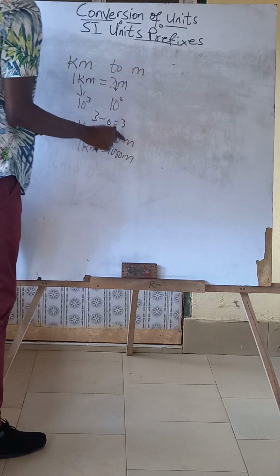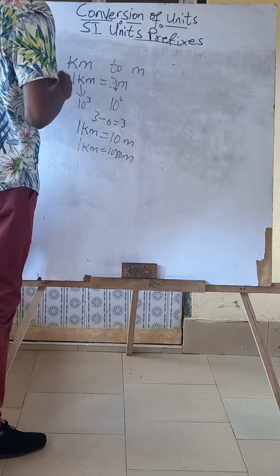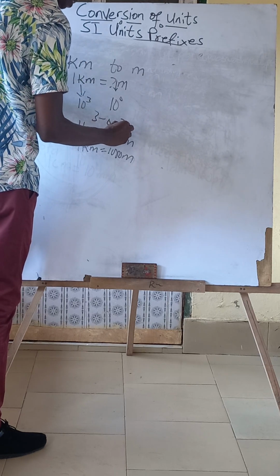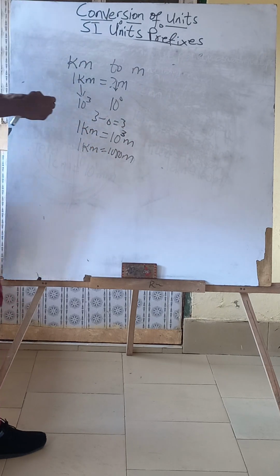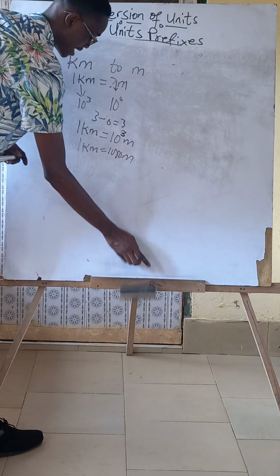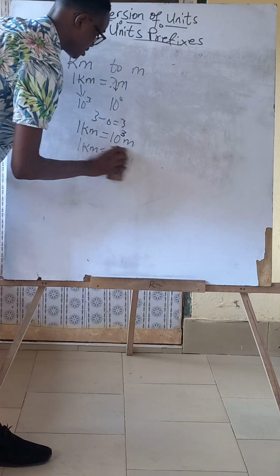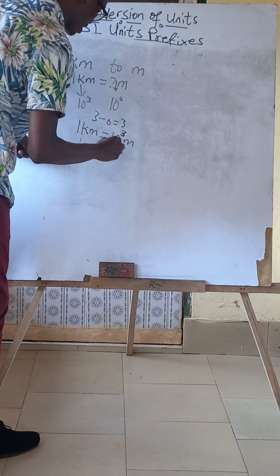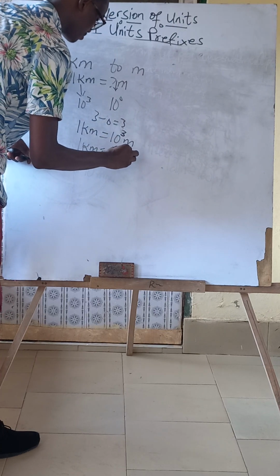let me write it well, maybe some of you cannot see. 1 kilometer is equivalent to 10 raised to the power 3 meters, or 1000 meters. They are the same. So I hope you have understood everything very well.